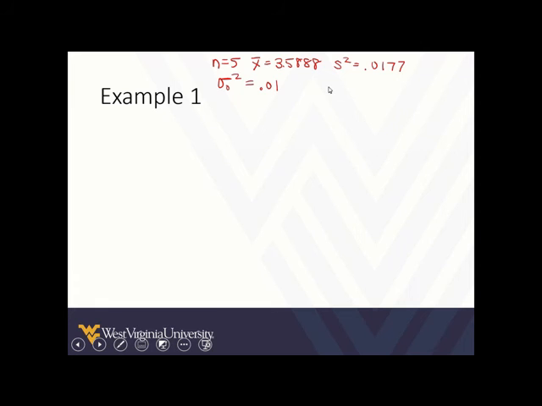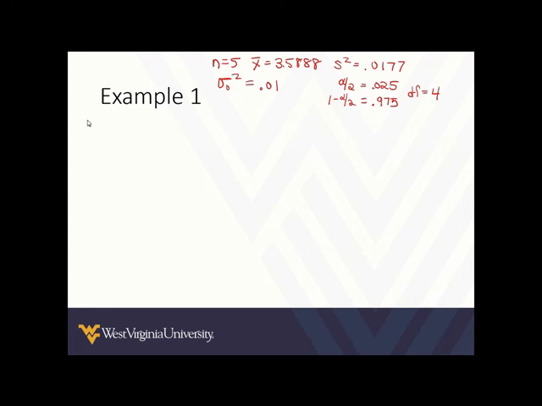Also, since we are going to be using the chi-square distribution, it's important to note that our alpha over 2 is going to be 0.025. Our 1 minus alpha over 2 is going to be 0.975. And our degrees of freedom, which is n minus 1, will be 4. We will need that later when we are making our statistical decision.